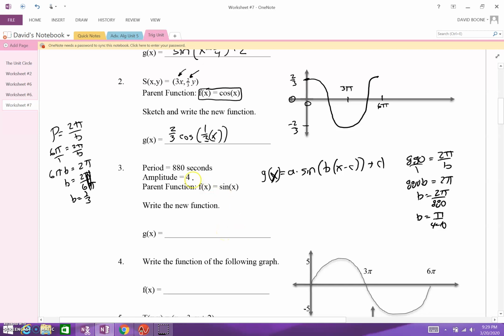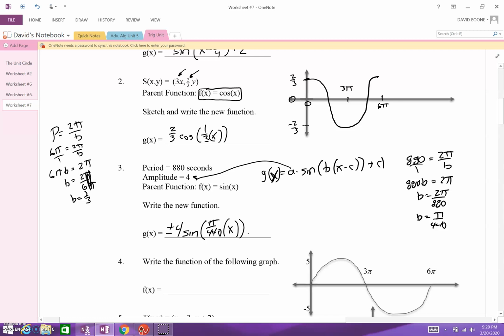It says my amplitude is 4. So when I look at my equation, that's simply what that a value is. But remember that when I report the amplitude, it's always the absolute value of that a value. So it could be either a positive 4 or a negative 4 out front of that sine. Nothing else tells me it's been moved left and right or up and down, so I just had to put that b value in, which was pi over 440, and then it'd just be times x. There's no moving left or right. There's no moving up or down.